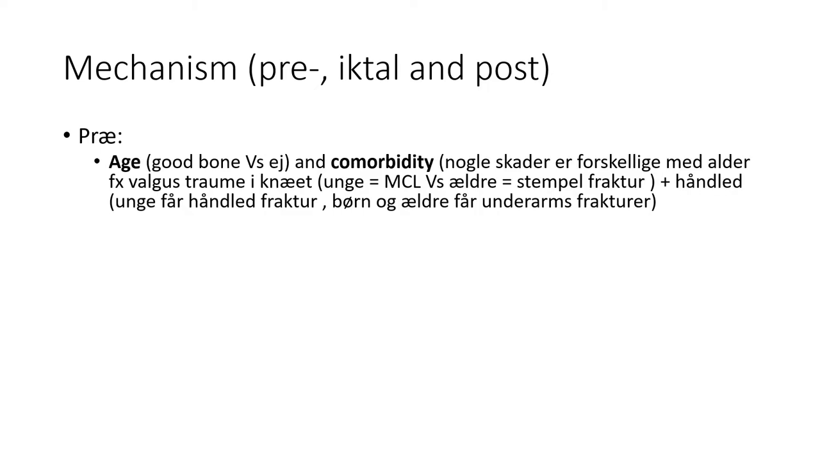Okay, and then the mechanism. I always think about it as pre, ictal and post, the same way you would think about a syncope or a potential epileptic seizure. So what happened before? Here I think about what age the patient is. Is it good bone, or is it osteoporotic elderly bone? Or is it a child? Even with the same mechanism, they get different fractures. And then comorbidity.